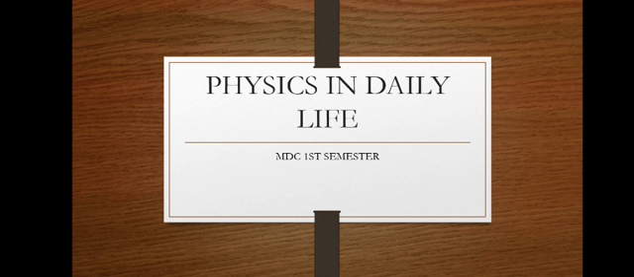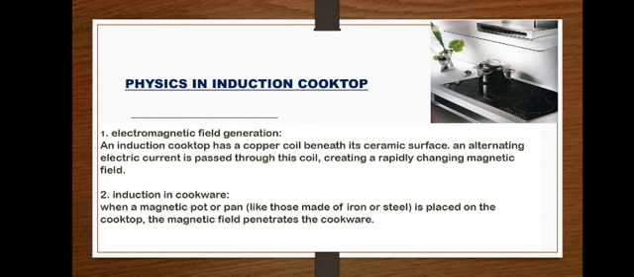First, we are going to study about physics in induction cooktop. Induction cooktops rely on electromagnetic energy to directly heat cookware. Here are the points. An induction cooktop has a copper coil beneath its ceramic surface. An alternating electric current is passed through this coil, creating a rapidly changing magnetic field. We know that when current passes through a copper coil, it produces a magnetic field.